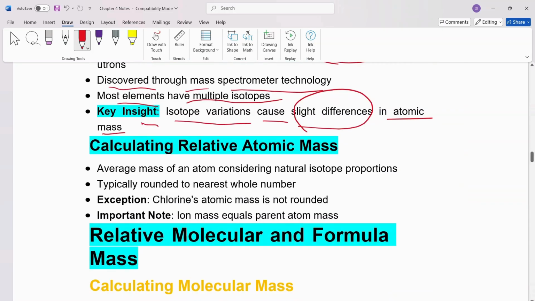Now, for calculating relative atomic mass, average mass of an atom considering natural isotope proportions, typically rounded to nearest whole number. Exception is chlorine's atomic mass, which is not rounded. Important note here is ion mass equals parent atom mass.